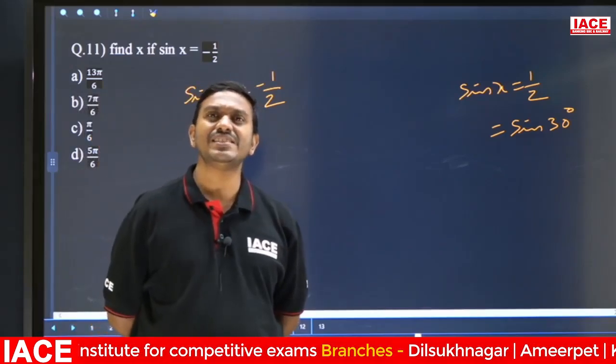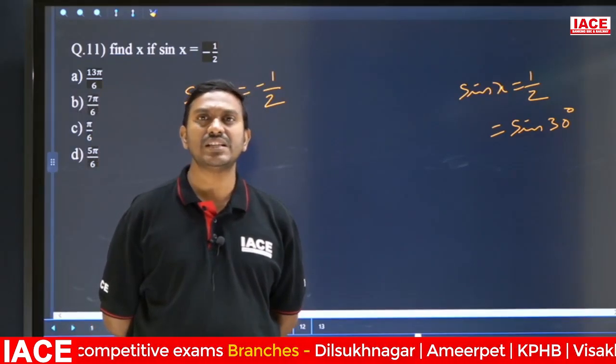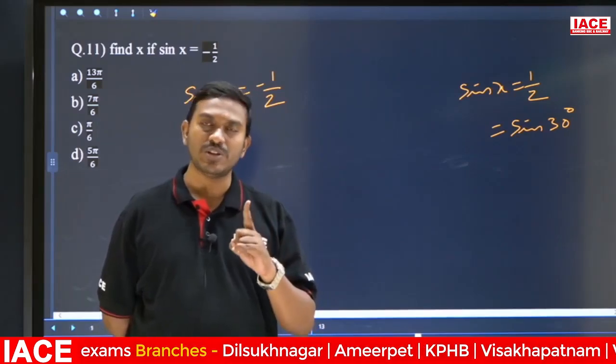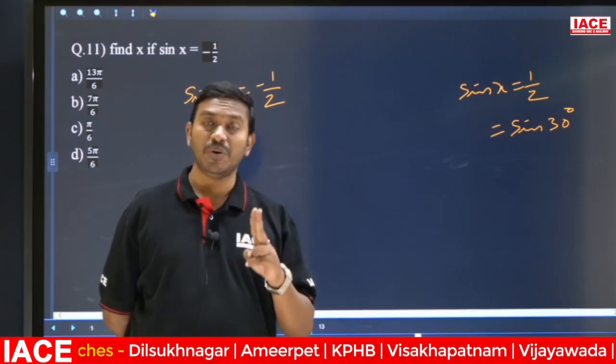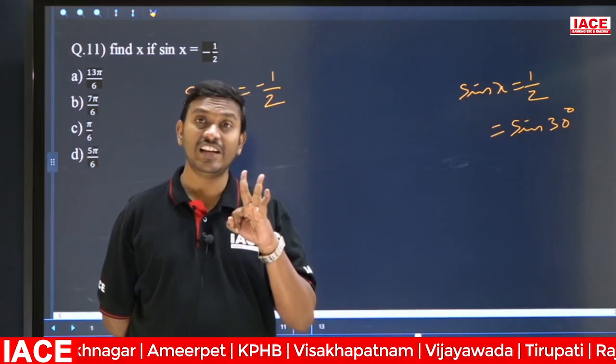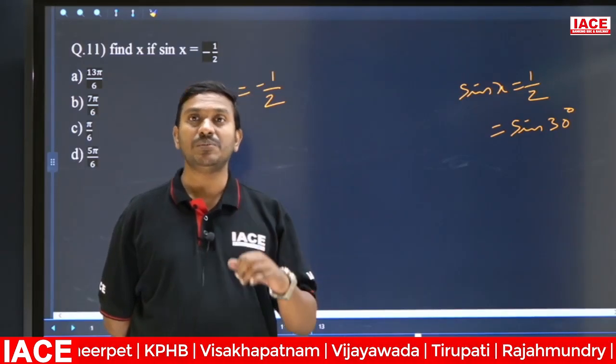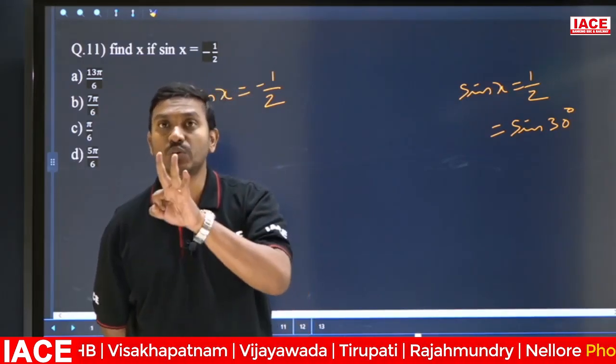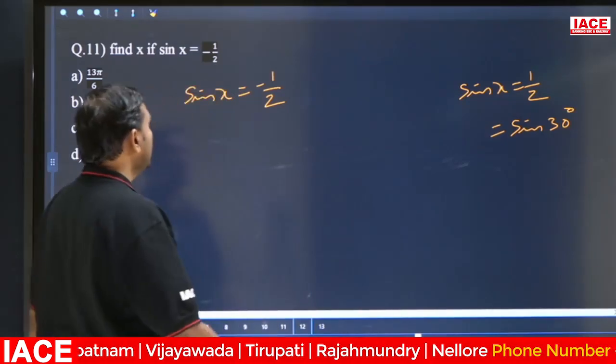So when sin is minus, in which quadrant is sin minus? In the first quadrant sin is positive. In the second quadrant sin is positive. In the third quadrant sin is negative. In the fourth quadrant sin is negative. That means in the third quadrant as well as the fourth quadrant sin is negative. So how can we write this?